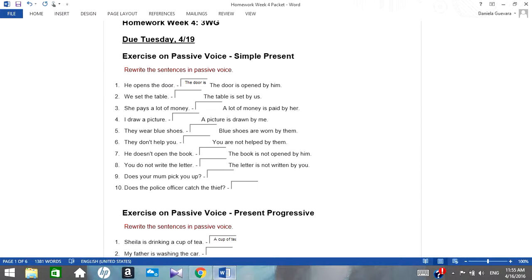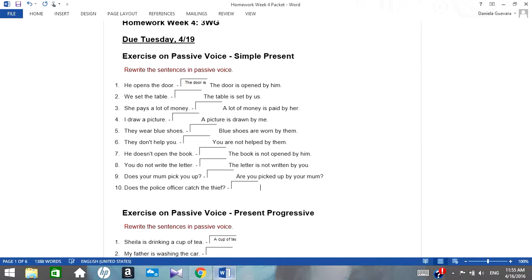So, are you picked up by your mom? So this is my, right? You is my object. So I put it here. And then picked up, that's the past participle, and then by your mom. This is my subject in this sentence becomes the object here.